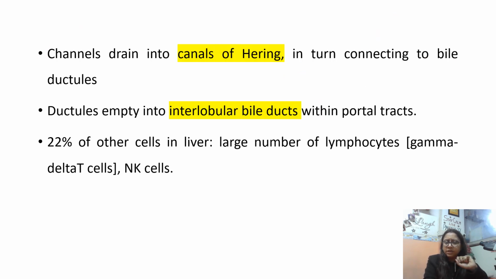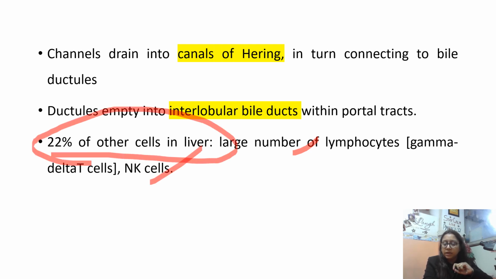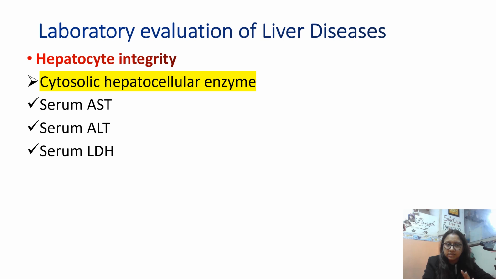Now these channels, they drain into canals of Hering. In turn, it connects to the bile ductule. Now these bile ductules will empty into interlobular bile ducts within the portal tract. So apart from the hepatocytes, the liver cells, they comprise a large number of lymphocytes, that is gamma delta T cells, as well as NK cells. So 22% of other cells in liver comprises these cells.